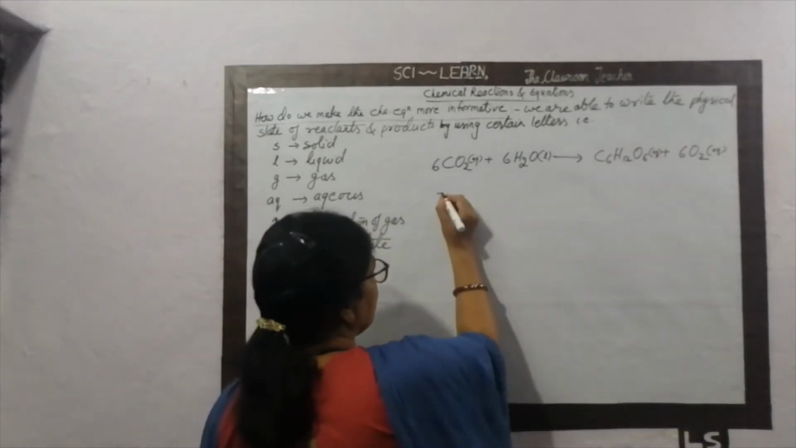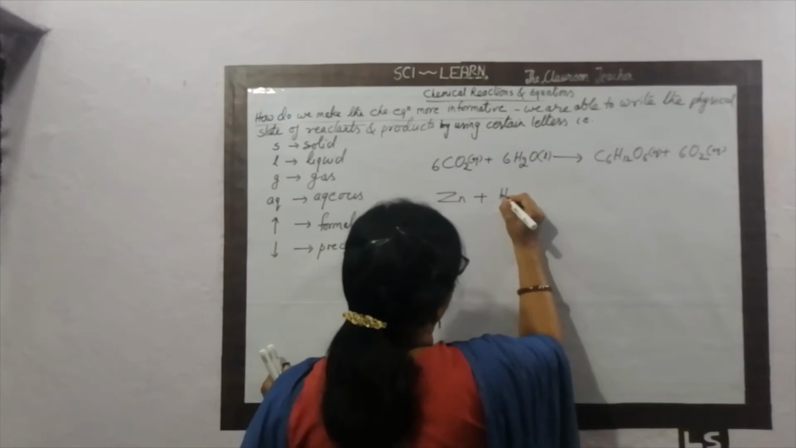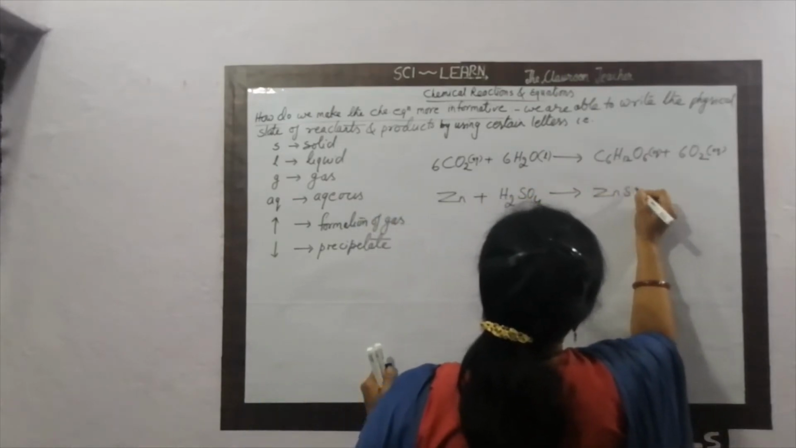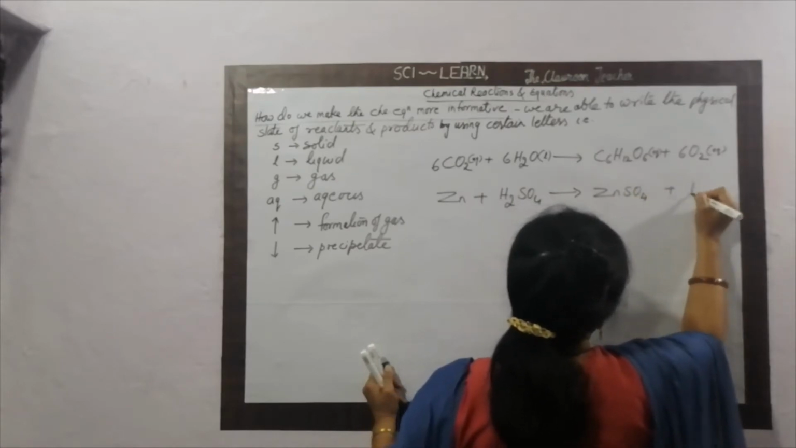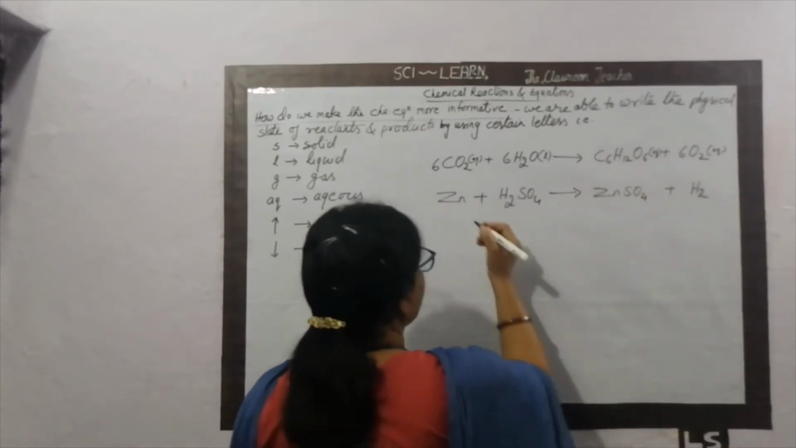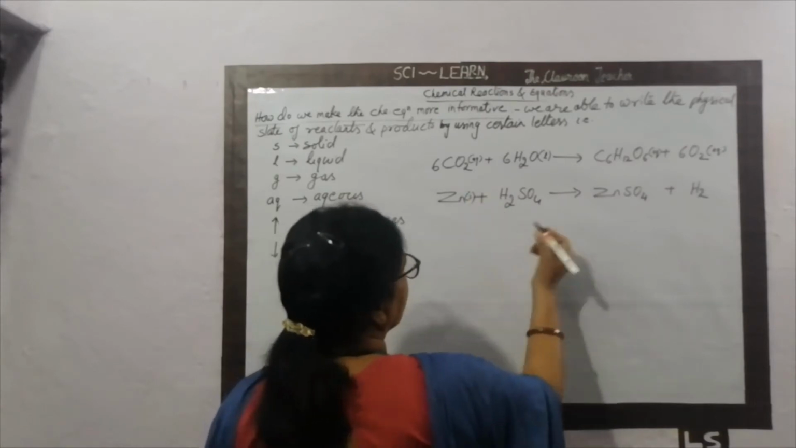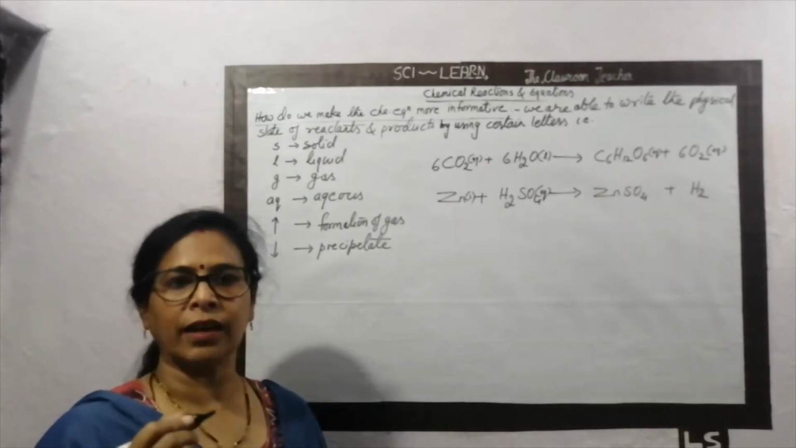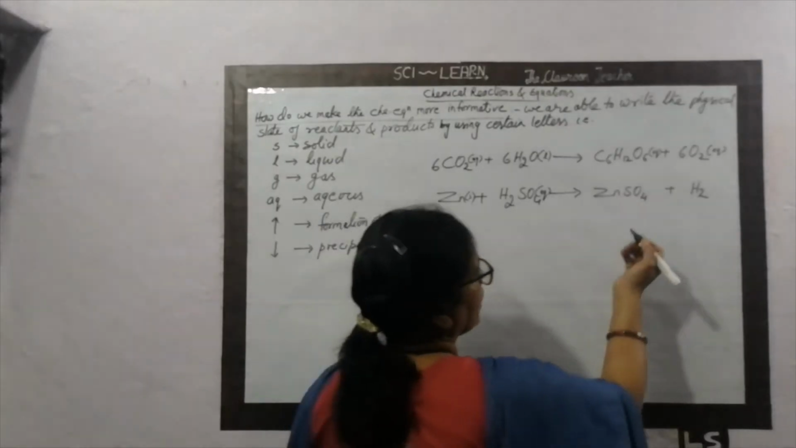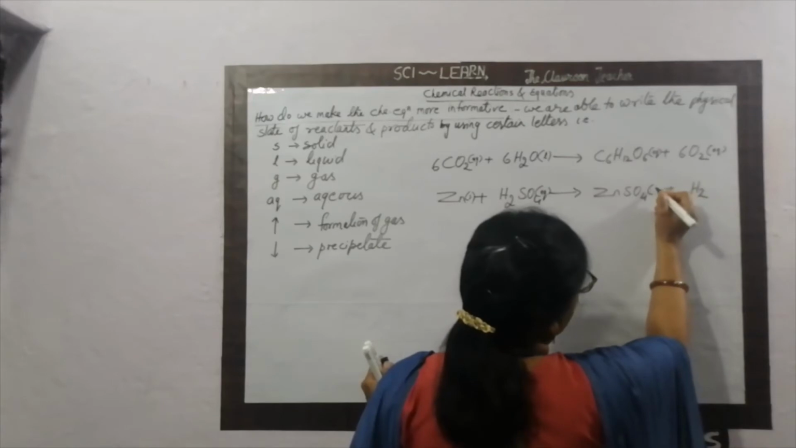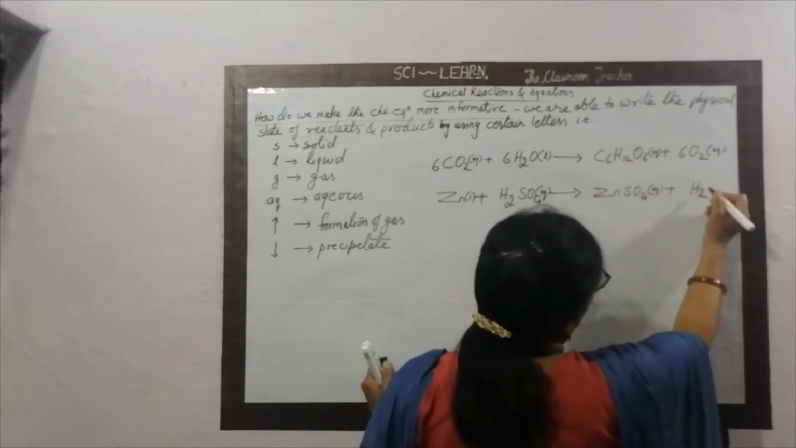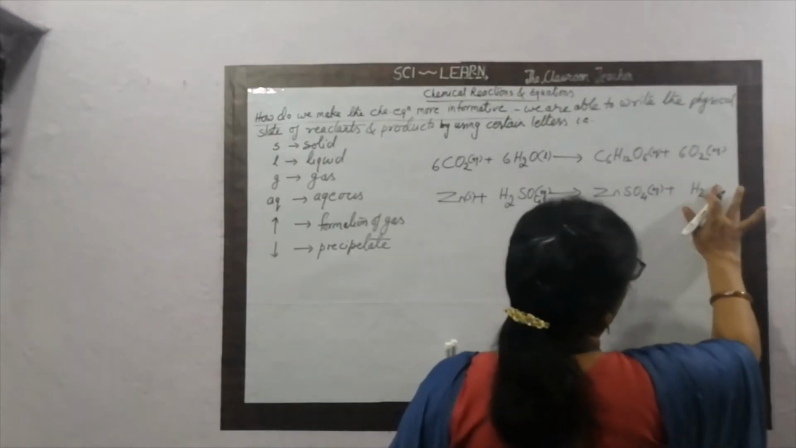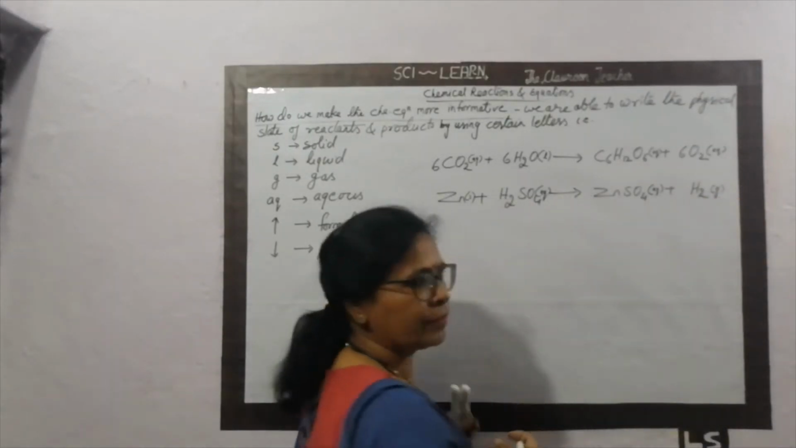In some other reaction, zinc combines with sulfuric acid to form zinc sulfate. And in this process, hydrogen gas is evolved. Here zinc is solid. The sulfuric acid solution is aqueous, and this is again aqueous. And what about this? This is a gas. So we must put an upward arrow, or we have to write this g.